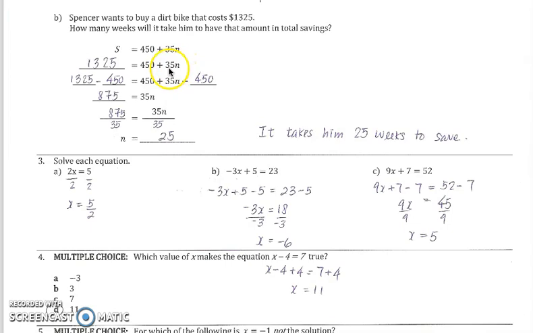So we get rid of anything that doesn't belong to the 35N term, which is 450. So now we have to subtract 450 from both sides of the equation. It tells us 875 is equal to 35N. So now divide both sides of the equation by 35 to isolate N. N is 25. It takes him 25 weeks to save.